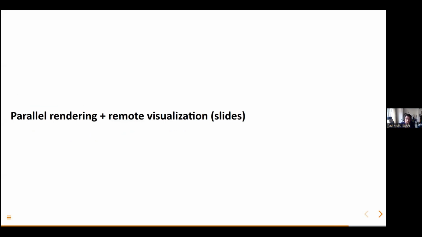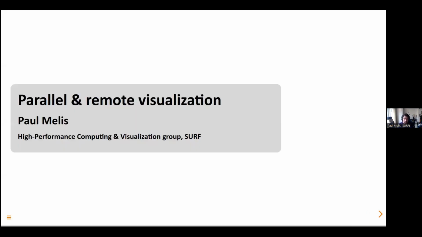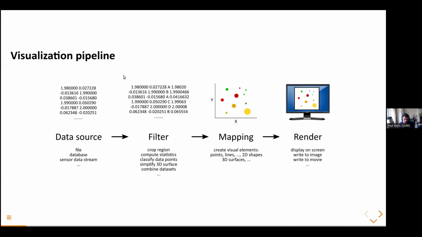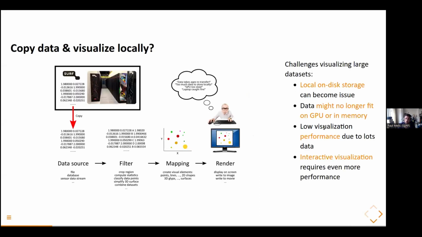Then more on parallel rendering and remote visualization of very large data sets. So the main concept of ParaView is this idea of a visualization pipeline: taking data, applying filters, mapping it to visuals, and then rendering it. Yeah, but then what happens?